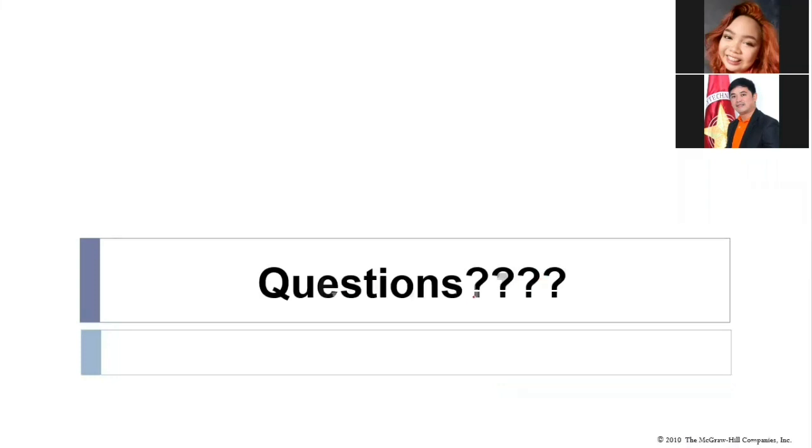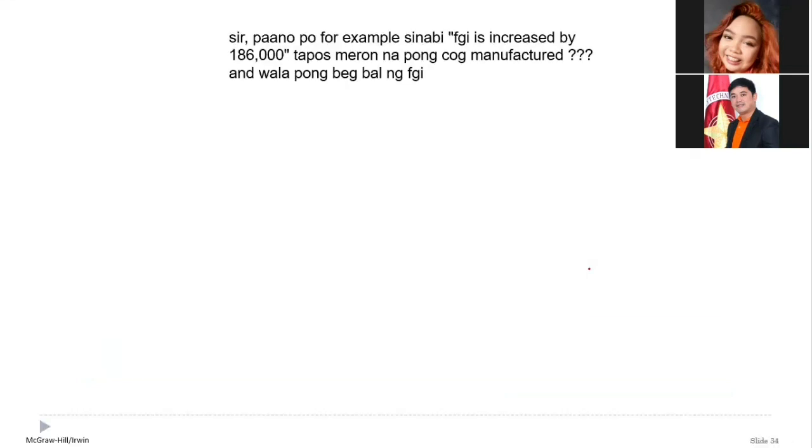So here are the questions. Sir, paano po, for example, pag sinabi FGI increased by 186,000, talagang may amount ha. Tapos meron na pong cost of goods manufactured. Sabihin na natin 300,000, dagdagan na natin yung given mo. Okay? Tapos FGI increased by 186,000.